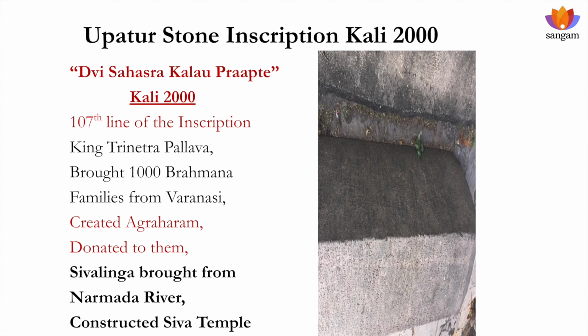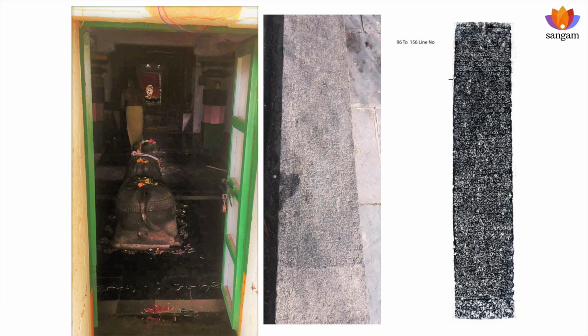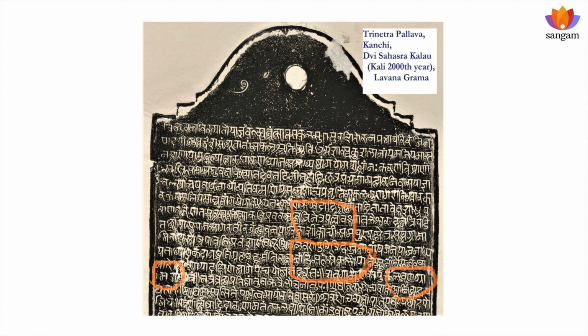And this is an Uttaramerur stone inscription. It is dated as Dvisahasra Kalau Prapte, that means Kali 2000. That is a photocopy of the inscription. And this is a Shiva temple, and a photocopy, an estampage, of the inscription. And there is an inscription issued by Trinetra Pallava of Kanchi. He issued a copper plate. In that it is also mentioned as Kali 2000.